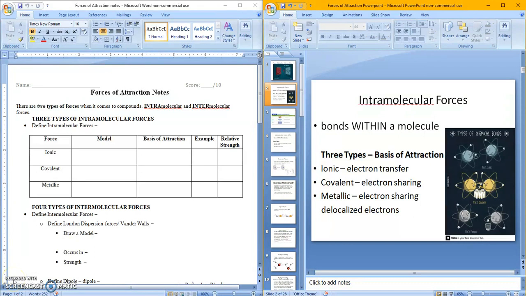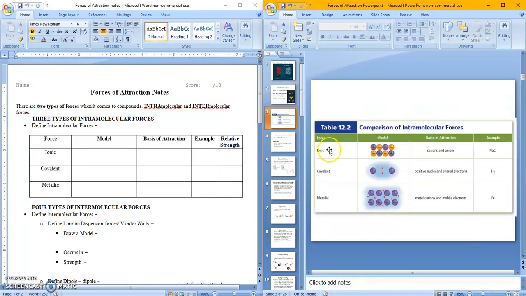Okay, now hopefully you tried that out. Let's review. Ionic, we have this lattice structure. Covalent, share electrons. We use Lewis dots to show that. And metallic has a sea of electrons. Cations and anions are attracted to one another in ionic. The nuclei pull the shared electrons together, creating bonds in covalent. And metallic cations have those mobile electrons. We call it a sea of electrons and delocalized electrons. And that gives all of our compounds stability.